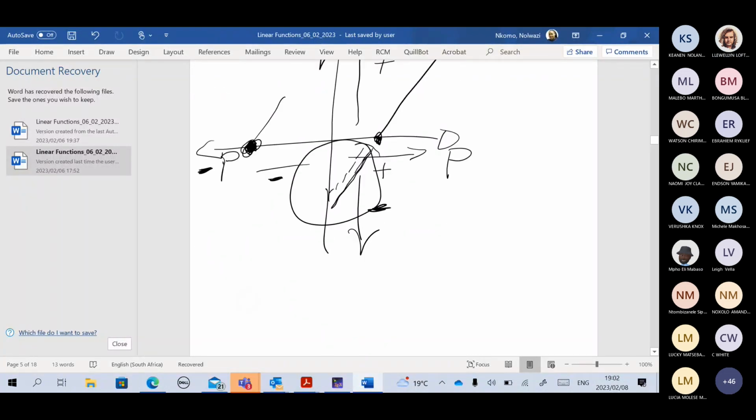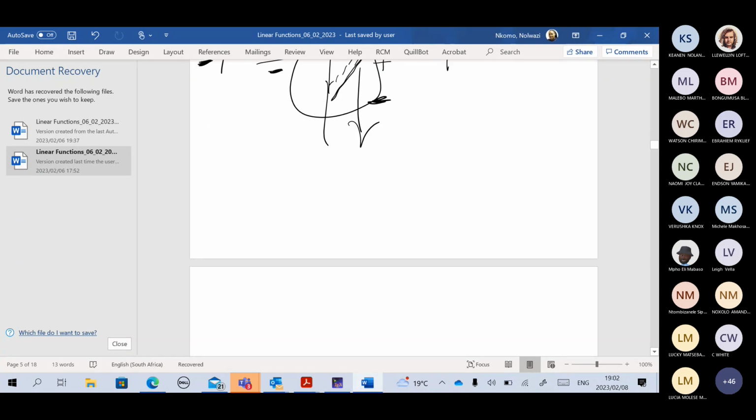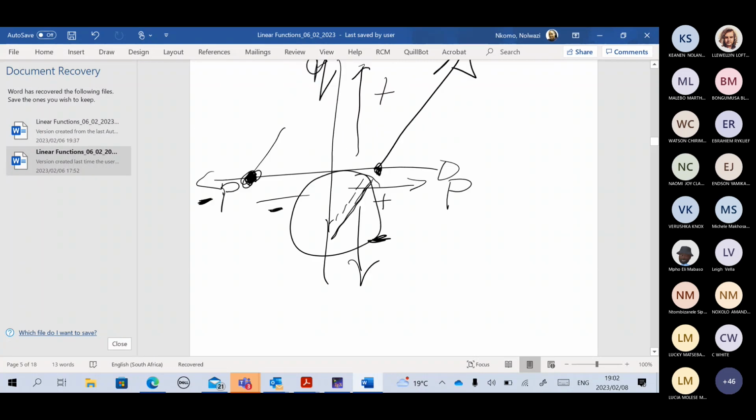Is it safe to say that the negative sign doesn't represent anything? It doesn't give us any information. Yes. Okay. Thank you. Of those two constants.